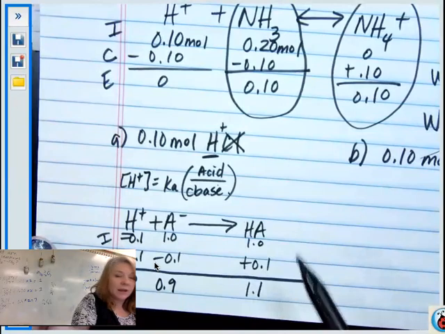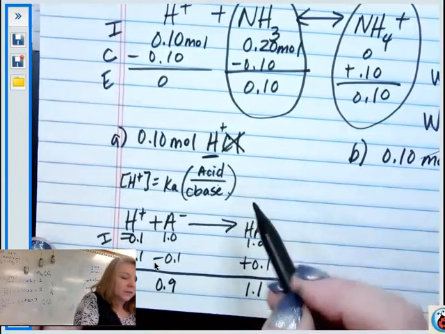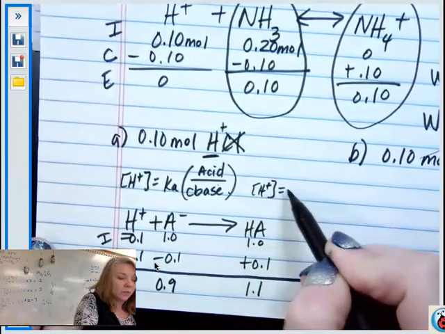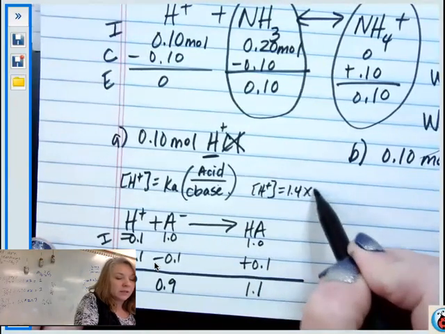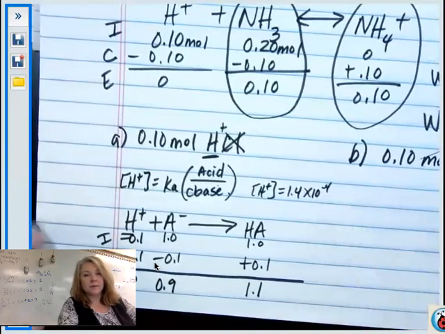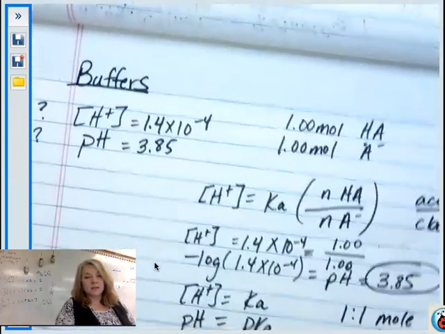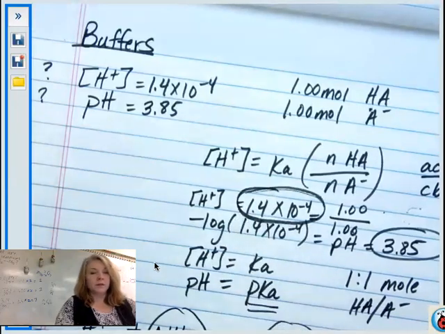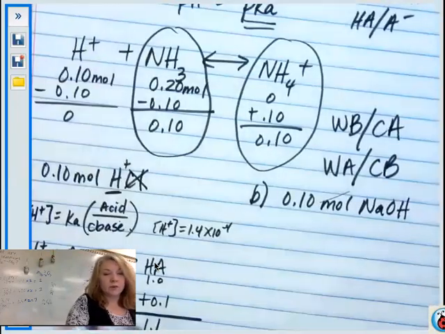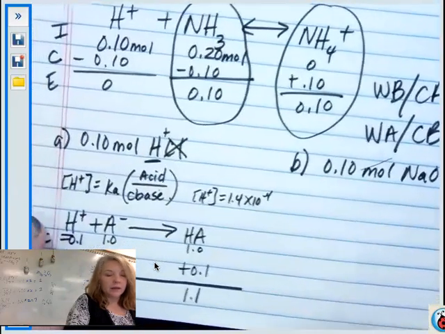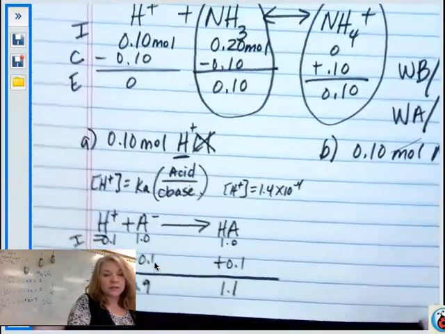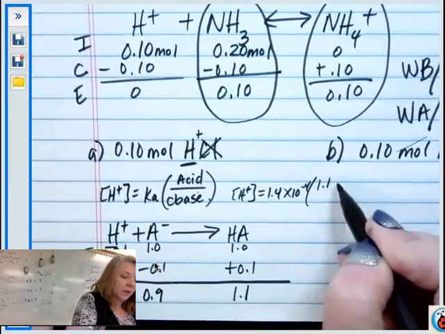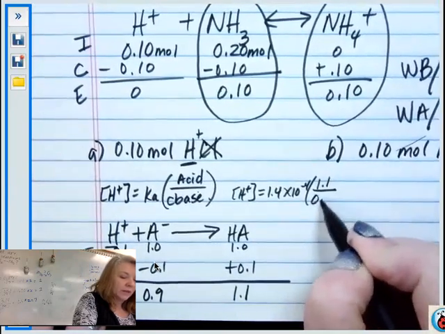So all we need to do now is just come up here and plug it in. So our H plus is equal to the Ka value, 1.4 times 10 to the negative fourth. And you're like, where did you get that? Remember, we're working with the same species that we had in our original problem. Okay, 1.4 times 10 to the negative fourth. And now we're going to plug in our acid piece and our base piece. So the acid part, we have 1.1 on top divided by the base, 0.9.